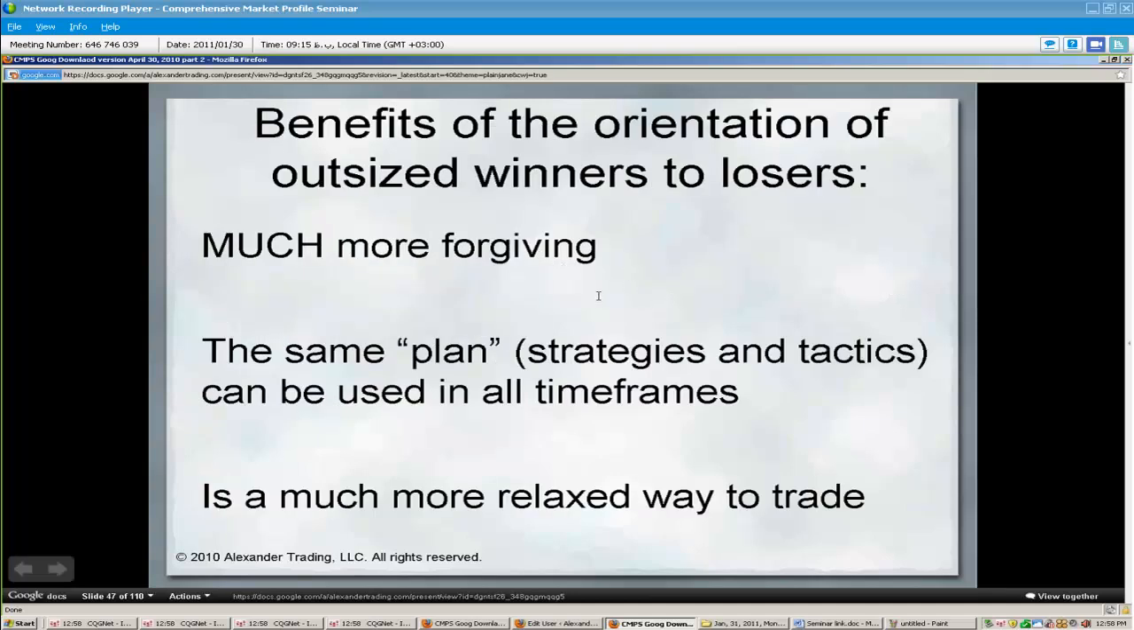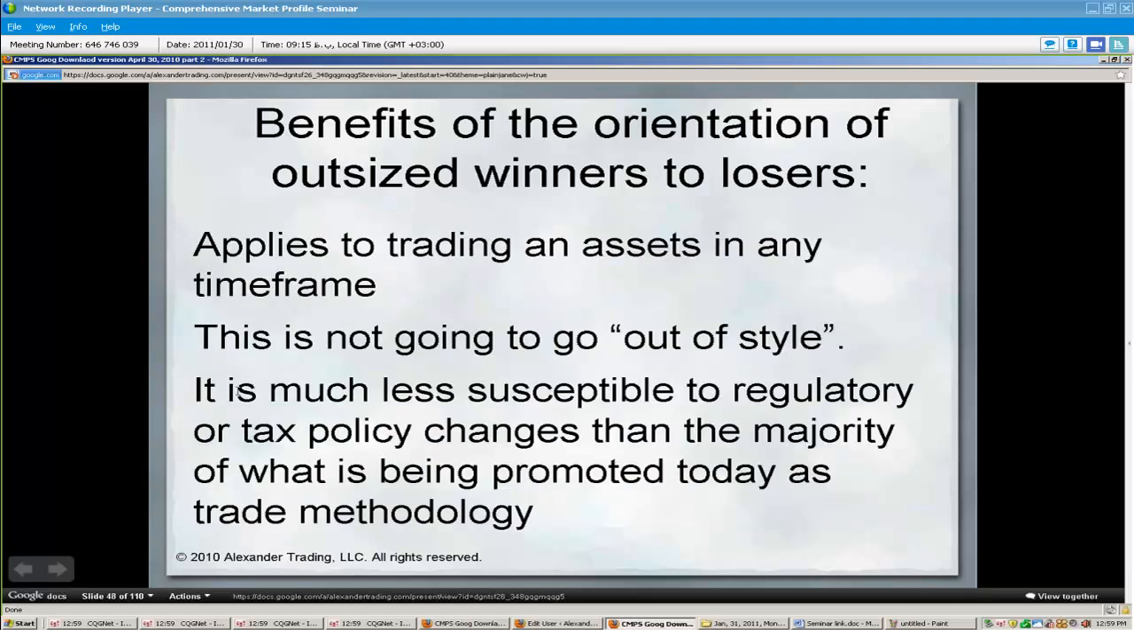Okay, the benefits of an orientation of outsized winners to losers: it is much more forgiving. The same plan, the same strategies and tactics can be used in all time frames. It's a much more relaxed way to trade. This applies to any asset in any time frame. It's not going to go out of style. And it's much less susceptible to regulatory or tax policy changes than the majority of what is being promoted today as a trade methodology.